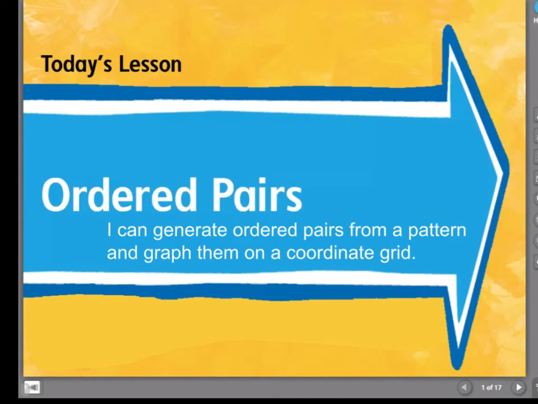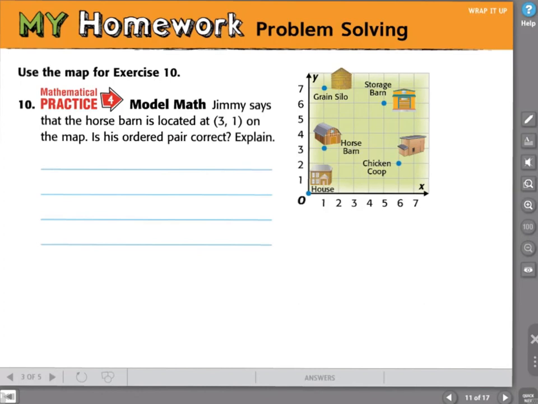So that's our lesson today about ordered pairs. Today, we learned how to generate ordered pairs from a pattern and graph them onto a coordinate grid. Here is a question that I would like you to do for your summarizing part of your WHIP. Jimmy says that the horse barn is located at 3, 1 on the map. Is his ordered pair correct? Explain. I expect complete sentences and a justification of whether Jimmy is correct or incorrect.